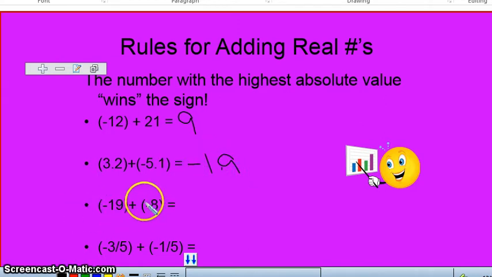Here we've got -19 and -8. So we're adding two negative numbers, so our answer will definitely be negative. -19 plus -8 is -27. Lastly, we've got -3/5 plus -1/5. They're both negative, so we're definitely going to have a negative answer. And they have common denominators, so we simply combine the top two numbers. -3 plus -1 is -4. And then our denominator stays the same.